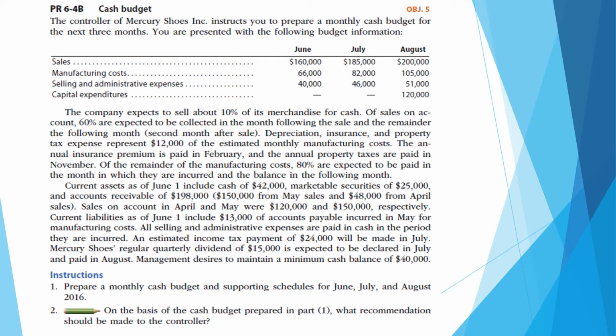Let us now see how problem 6b is solved. The controller of Mercury Shoes Inc. instructs us to prepare a monthly cash budget and supporting schedules for June, July, and August 2016. And on the basis of the cash budget we will prepare, we will make a recommendation to the controller.